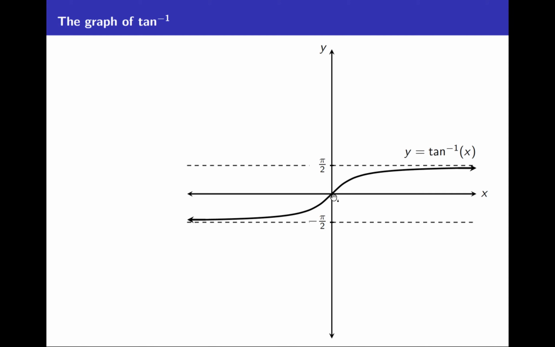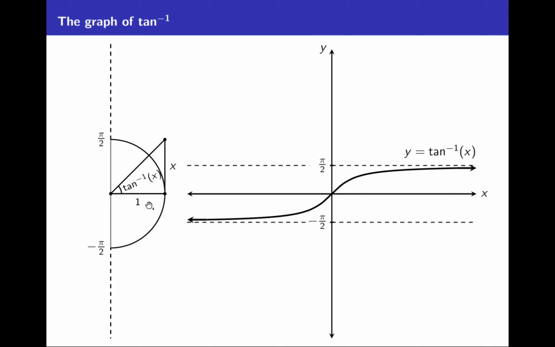So notice as x gets bigger and bigger and bigger, tangent inverse of x gets larger too, but it stabilizes at pi over 2. As x gets bigger and bigger and bigger, tangent inverse of x is getting closer and closer to pi over 2. Let me remind you of why that's true geometrically.